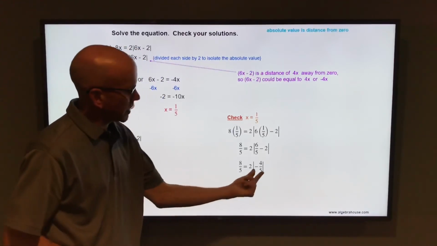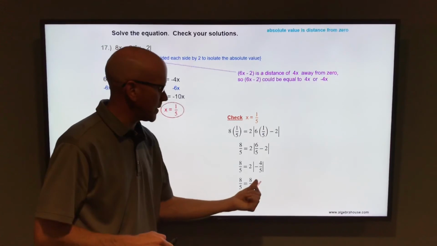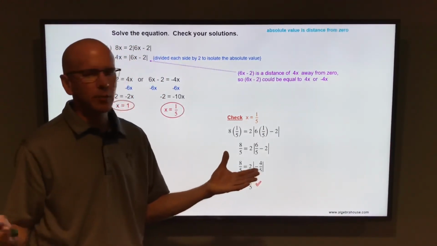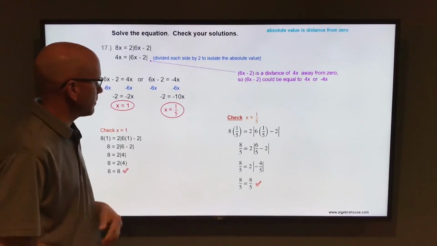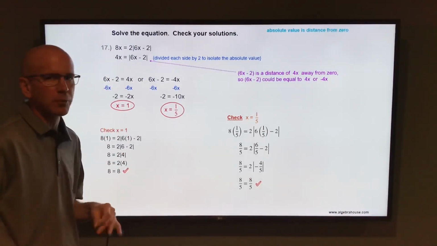The absolute value of negative 4/5 is positive 4/5. So 2 times 4/5, that would be 8/5. We get 8/5 equals 8/5. That's a true statement, of course. That means that x equals 1/5. These are both solutions: x equals 1 and x equals 1/5. Those both work.